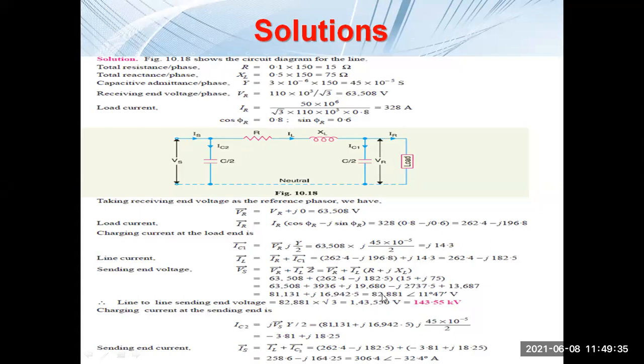Now this voltage, whatever you have calculated, is the per phase voltage, so we need to convert it into line to line voltage. Multiply by √3, you will get the line to line voltage. Then the charging current at the sending end, IC2, will be equal to J VS Y by 2. So VS we have calculated, this is your VS value. Y by 2, Y is this one, divided by 2. So this is your IC2. Then IS is IL plus IC2. So you add this, and you will get the value of IS.